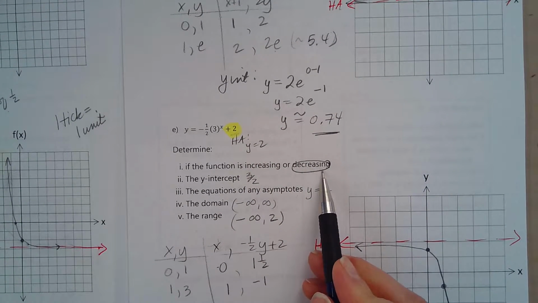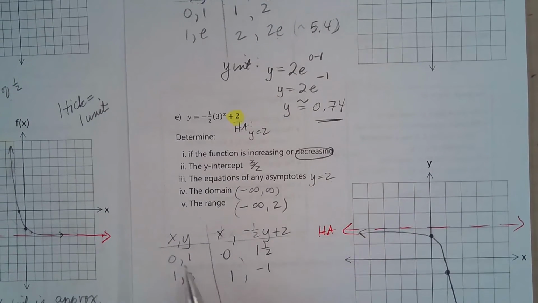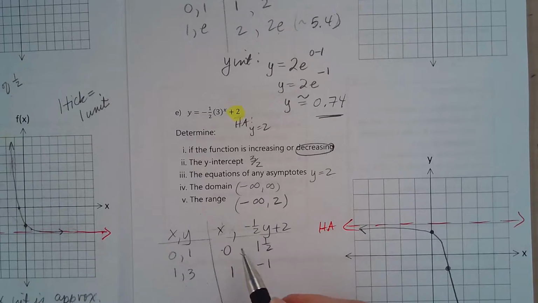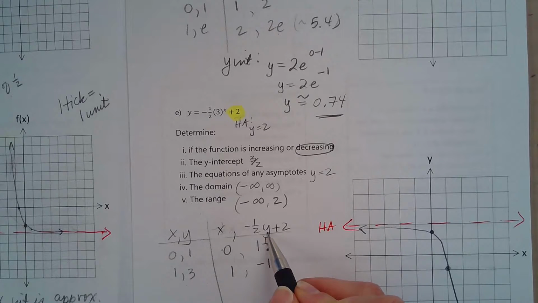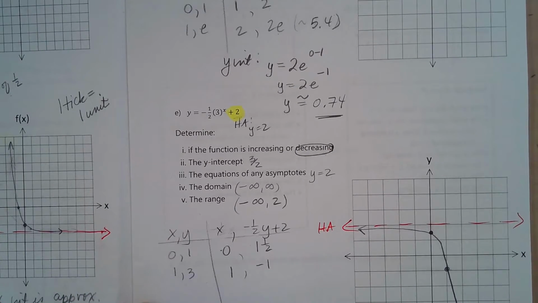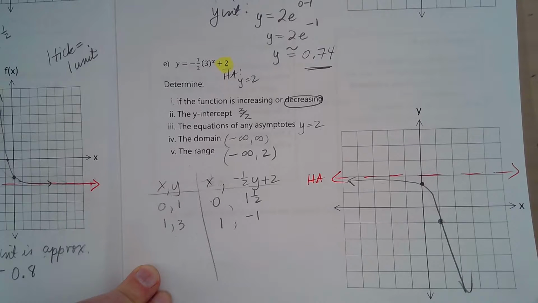This ended up being a decreasing graph. So the equation of the asymptote is y equals 2. My key points were 0, 1, 1, and 3. So the math that I had to do, x stayed the same, but I had to multiply y by -1/2 and add 2. That gave me 0, 1.5, and 1, -1. With my asymptote, I realized that this is a graph that's going to grow downward, so it would be decreasing, and that's my domain and my range.